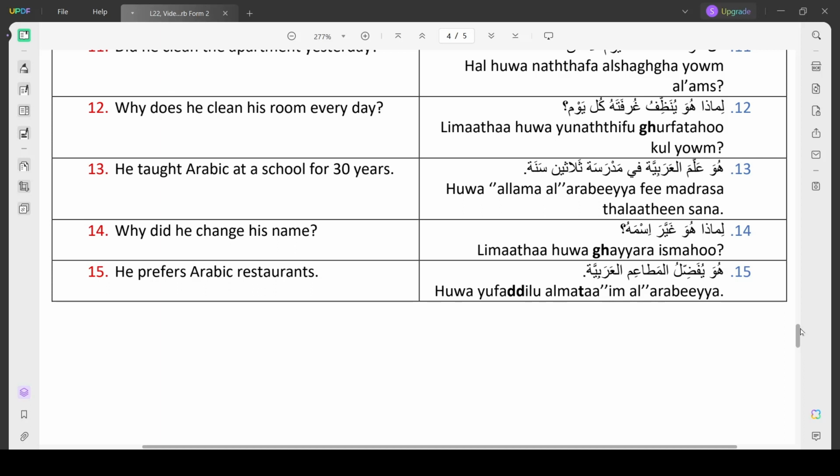Number 14. Why did he change his name? لماذا هو غير اسمه؟ And number 15. He prefers Arabic restaurants. هو يفضل المطاعم العربية.